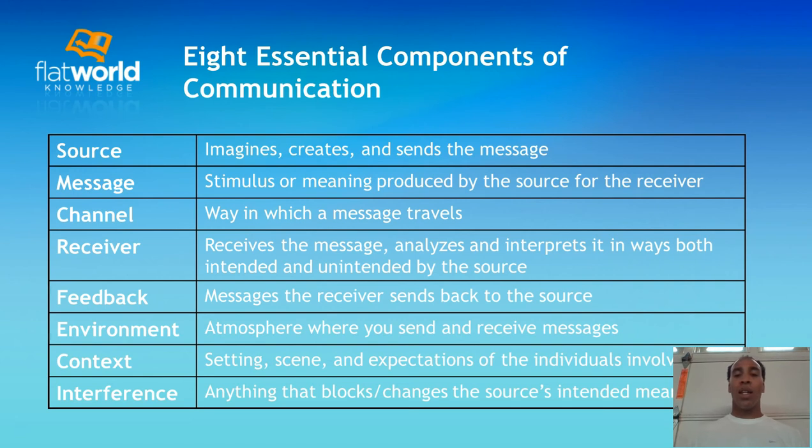Context: setting, scene, and expectations of the individuals involved, right? So your expectation is that I explain the chapter to you via lecture, and my expectation is that you understand it. And interference: anything that blocks or changes the source or intended message, or meaning of the message. So interference for me could be the fact that the Saints and Panthers game is on right now. Maybe I'm paying attention to that. And that could be the same for you. You could be sitting there watching the game as well, and then I post this, and you say, well, I don't really have time. I'll try and do both at the same time.